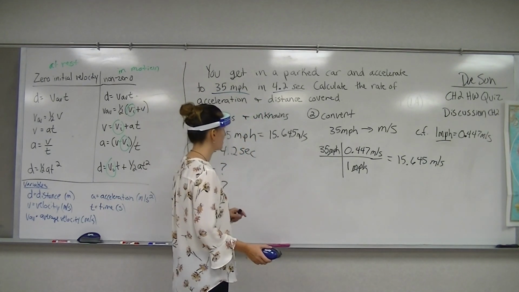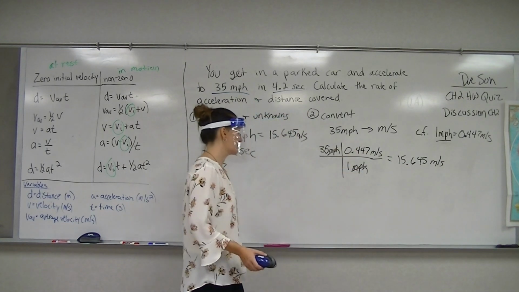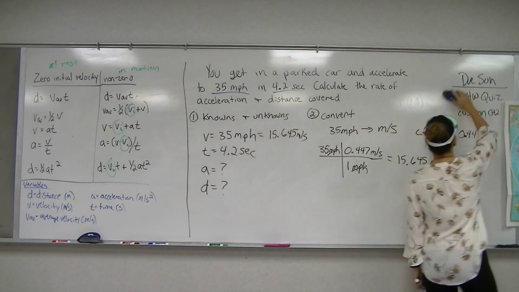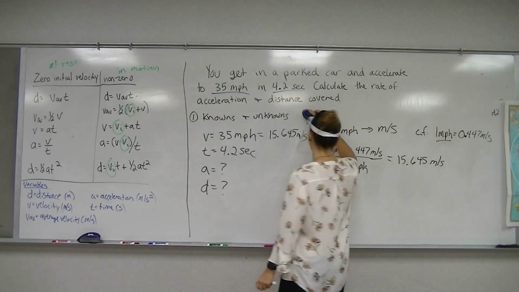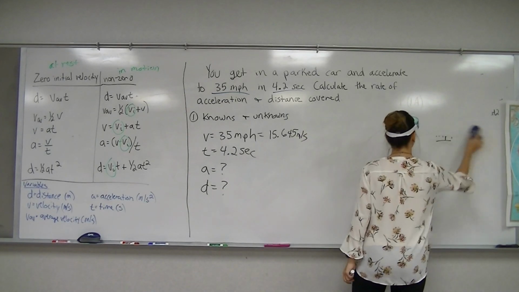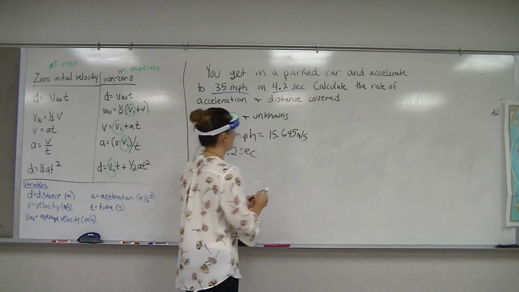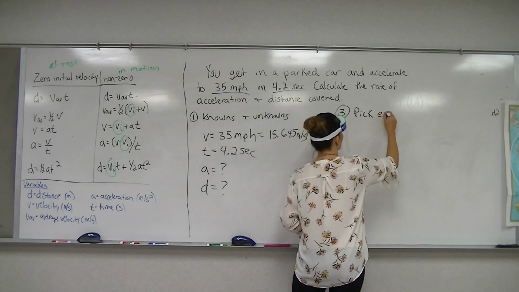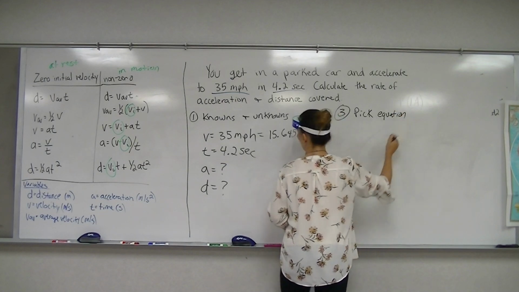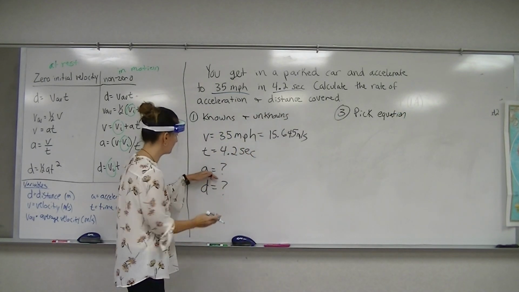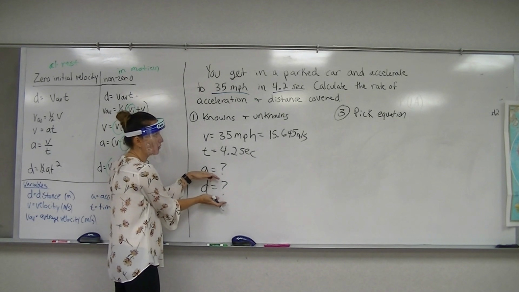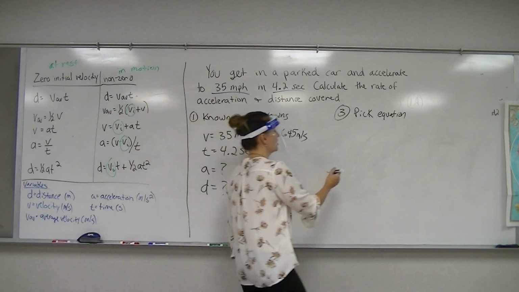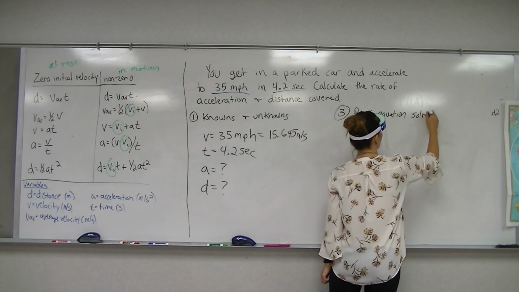All right. So I'm going to erase the conversion section so that I can do my third step, which is pick an equation. I'm going to run out of room here on the board. So now that everything's in the correct units, I can pick an equation. I have two different equations I'm going to need. So if you have two variables, you're going to need two different equations. So just focus on one and then worry about the next one. So let's do acceleration first.